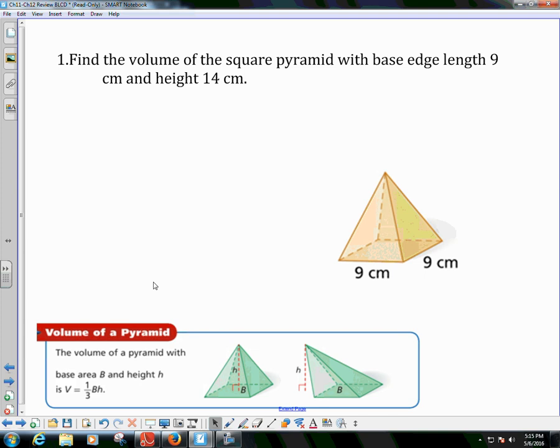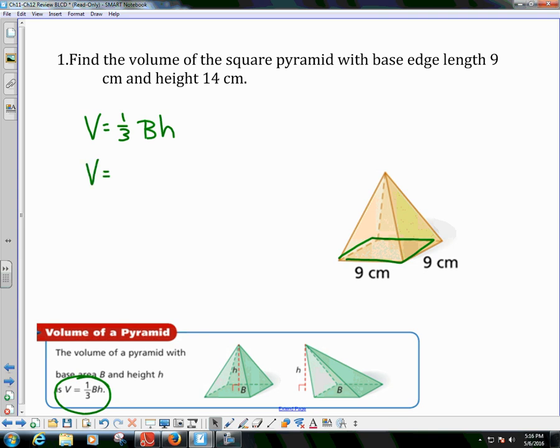Problem 1 is a square pyramid. We need to find the volume. It has a base edge of 9 centimeters and a height of 14. I'm told that the volume of this kind of thing is V equals 1/3 capital B times H. Well, capital B means the area of the base. The area of the base is, all right, it's a square pyramid, 9 times 9.